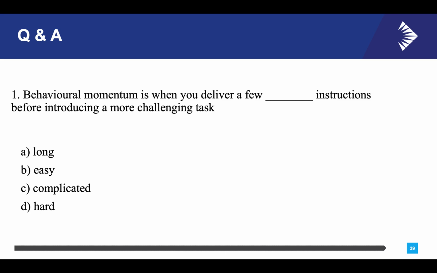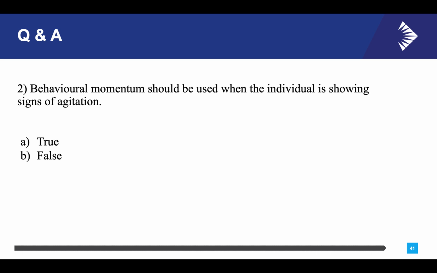So a little Q&A. Behavioral momentum is when you deliver a few blank instructions before introducing a more challenging task. And the answer is easy. So B, easy instructions before you introduce more challenging tasks. Behavioral momentum should be used when the individual is showing signs of agitation. True or false? False.